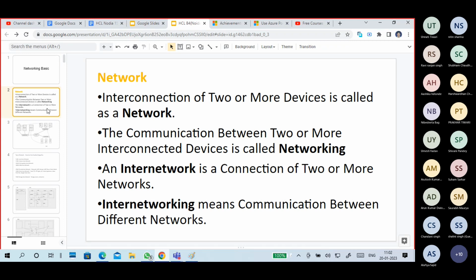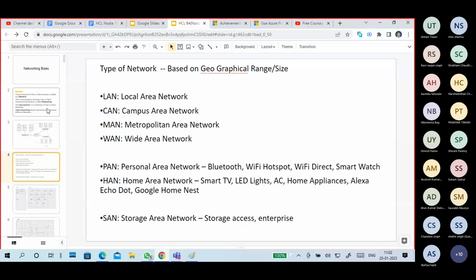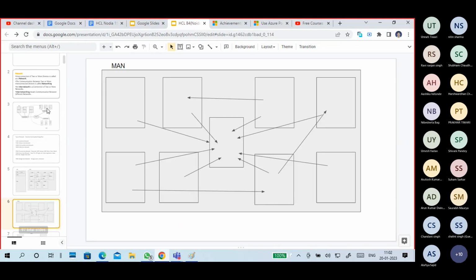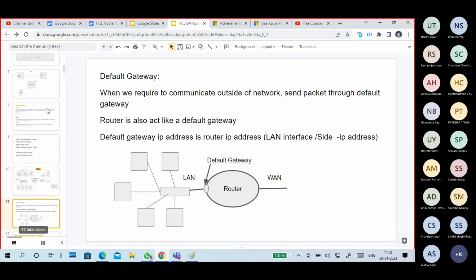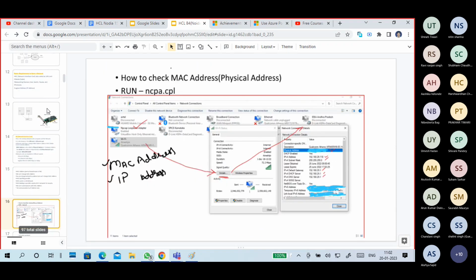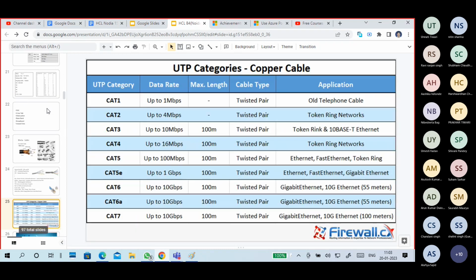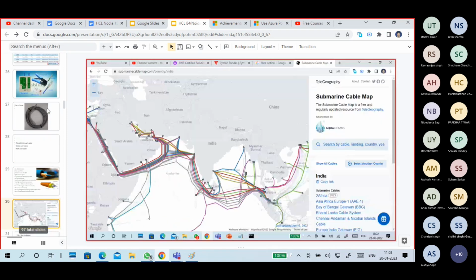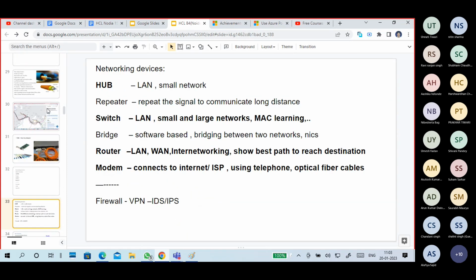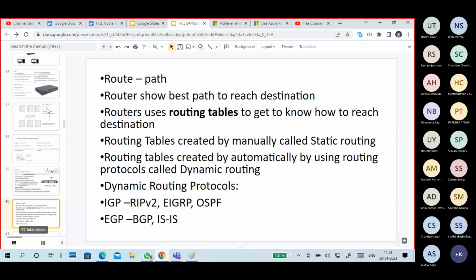So, what is a network, types of network, different topologies. What is NIC? What is MAC address? How to check IP address and MAC address. Different types of cables we use in the network. And also different devices like hub, switches, routers, modem. These 4 devices are very important. So what are the devices we use in the network?